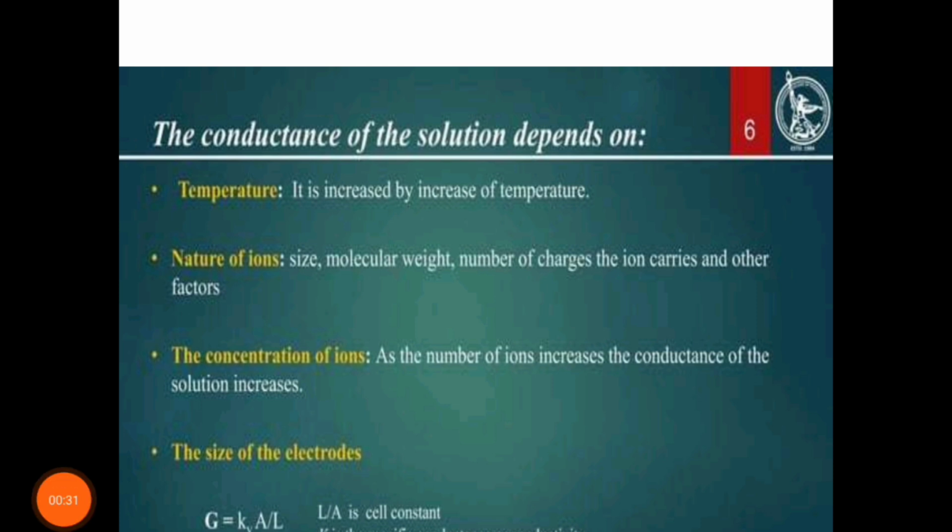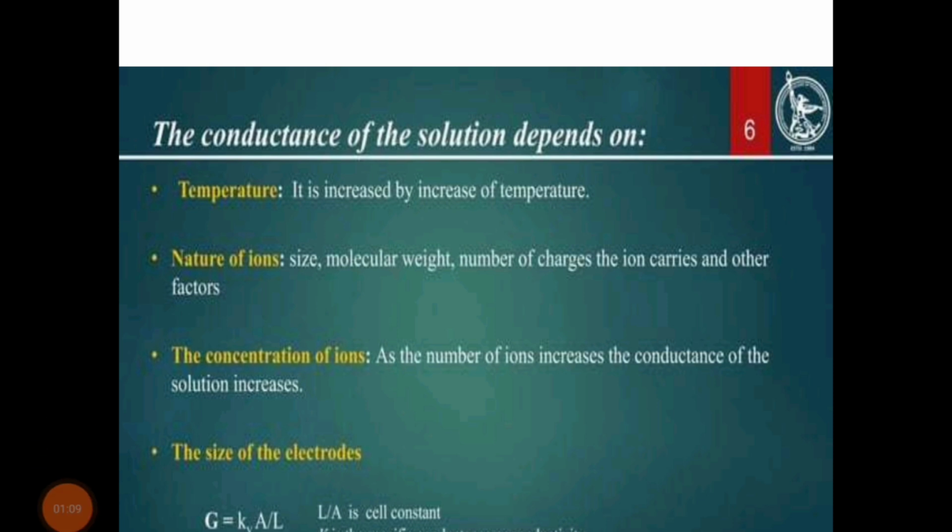Next, the nature of the ion also affects the conductance of a solution. The size, the molecular weight, the number of charges the ion carries, and other factors also affect the conductance. Next is the concentration of ions. As the number of ions increases, the conductance of the solution increases. Means according to the concentration of the ions, their conductance also increases.